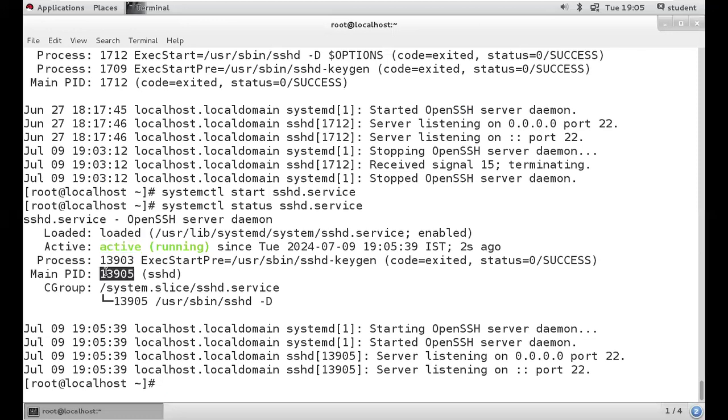Now let's see here, the PID, it got changed. Why? See, this is the main PID. Before we had 1712, but now the PID has changed to 13905. Why? Why will it change? We are not terminating, we just stopped. So that is, again, you are restarting the services. Why are you getting a different ID? Why not the old ID?